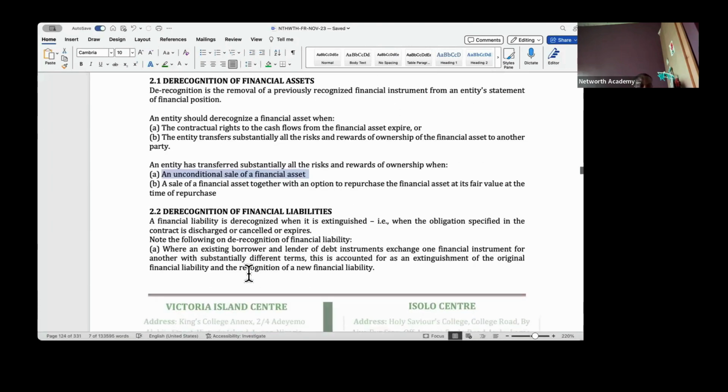The next one is the derecognition of financial liabilities. A financial liability is derecognized when it is extinguished. Ordinarily, you know that a financial liability is a contractual obligation to deliver cash. So one would expect that as soon as you have delivered the cash, you should derecognize that financial liability. And believe me, that is what extinguished means. That's why they went ahead to say that when the obligation specified in the contract is discharged, discharge means you have settled, it's cancelled, right?